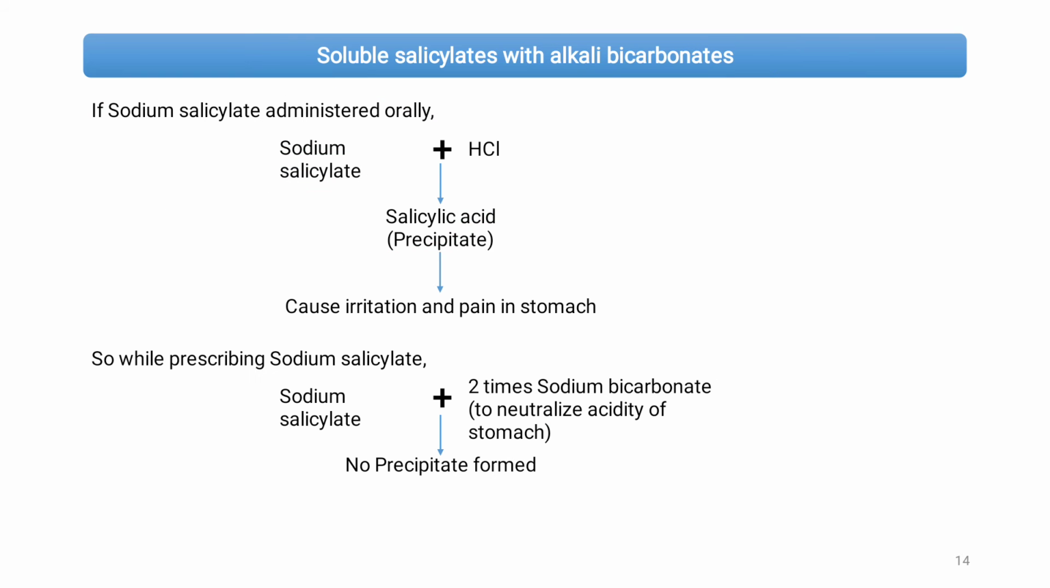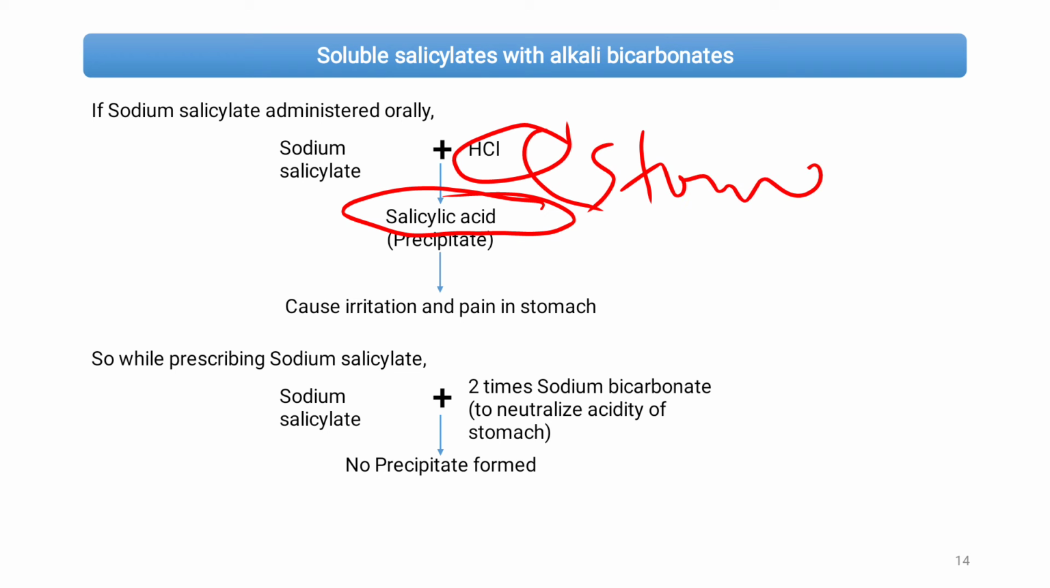Okay. Then next one is the soluble salicylates with the alkali bicarbonates. If sodium salicylate is administered orally into the stomach, the sodium salicylate reacts with the hydrochloric acid which is present in the stomach. While sodium salicylate and hydrochloric acid react, salicylic acid gets precipitated. This salicylic acid causes irritation and pain in the stomach. This HCl is present in the stomach.